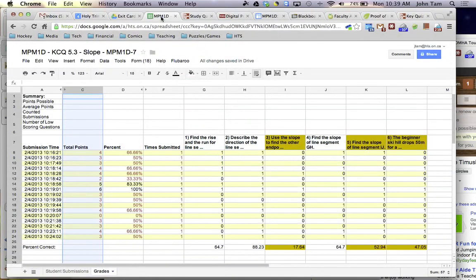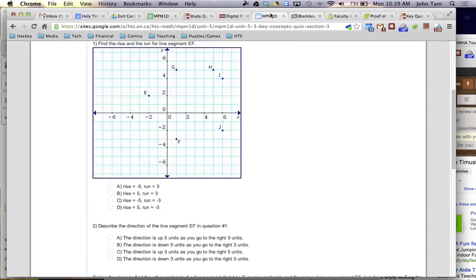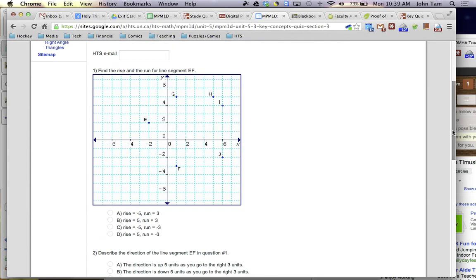The slope of IJ. Okay, so this was a tricky one. This actually was in the homework question. So here, what's our rise? We're going from I to J. Going down 1, 2, 3, 4, 5, 6, so it's negative 6. What's our run? Nicholas? 0. So I have negative 6 over 0.